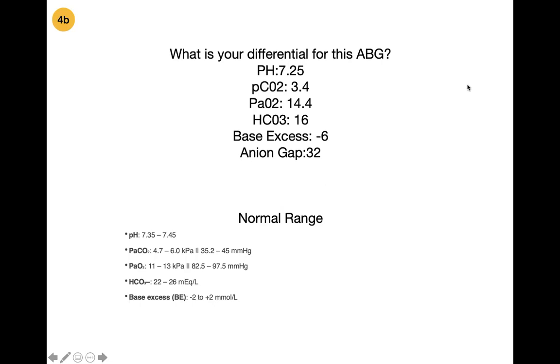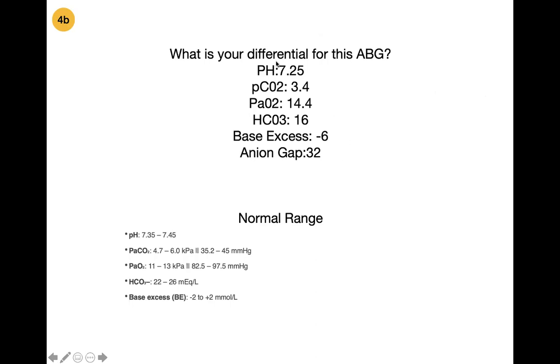Okay, so what would be your differential for this ABG? What would you be doing? What would be the first two sentences that you're saying if you're seeing this in an OSCE? Are you worried? Are you not worried? What is going on? And what is your differential? Is it narrow? Is it broad? Is there lots? And what might be some of the common causes?